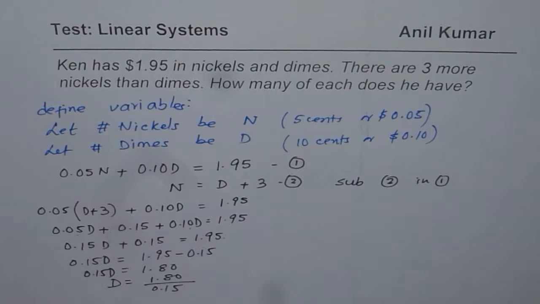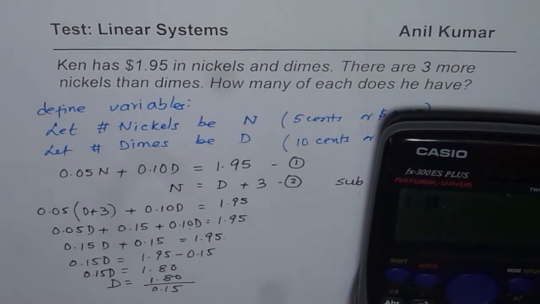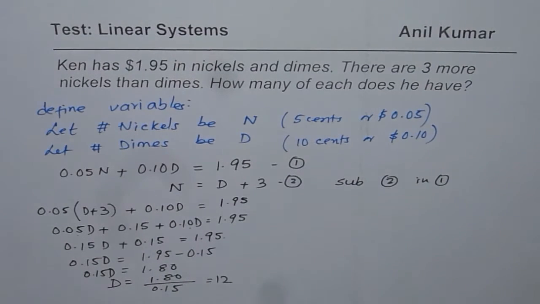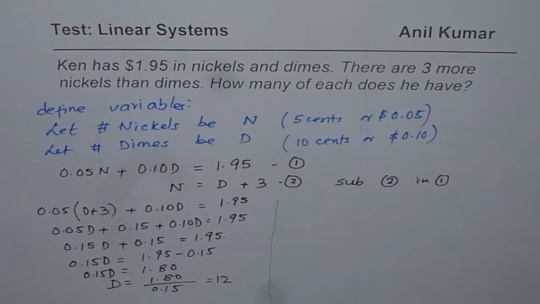You can use the calculator to do the division, right? So it gives you the value 1.8 divided by 0.15 equals 12. So we get d as 12, right? So that is how you could get the number of dimes. Correct? Once you get the number of dimes, we can call this equation 3.